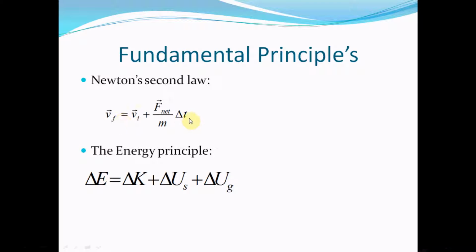These are the equations for Newton's second law, where V final equals V initial plus F net over m times delta T. I have the equations for the energy principle, with delta E equals the change in kinetic energy plus the change in the potential energy of the spring plus the change in the gravitational potential energy.